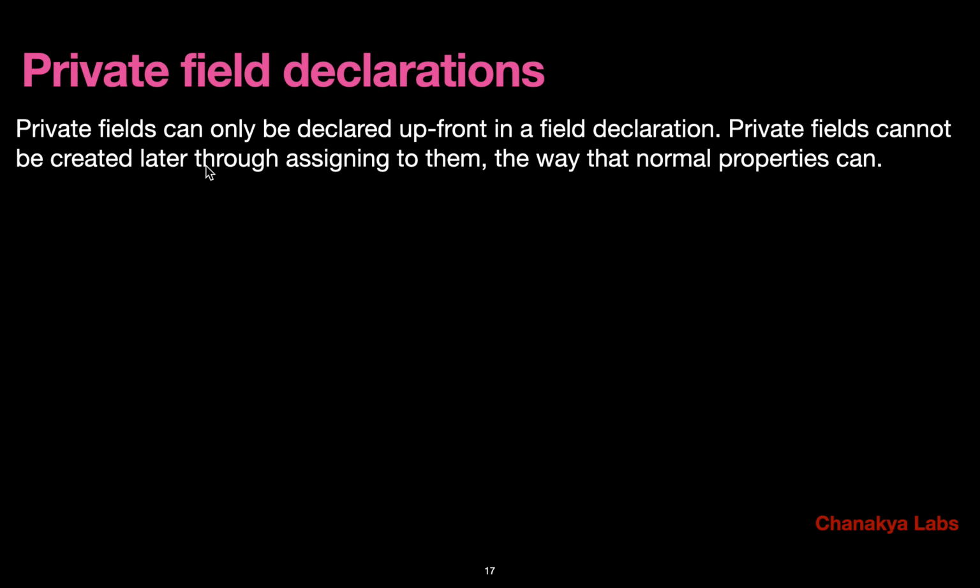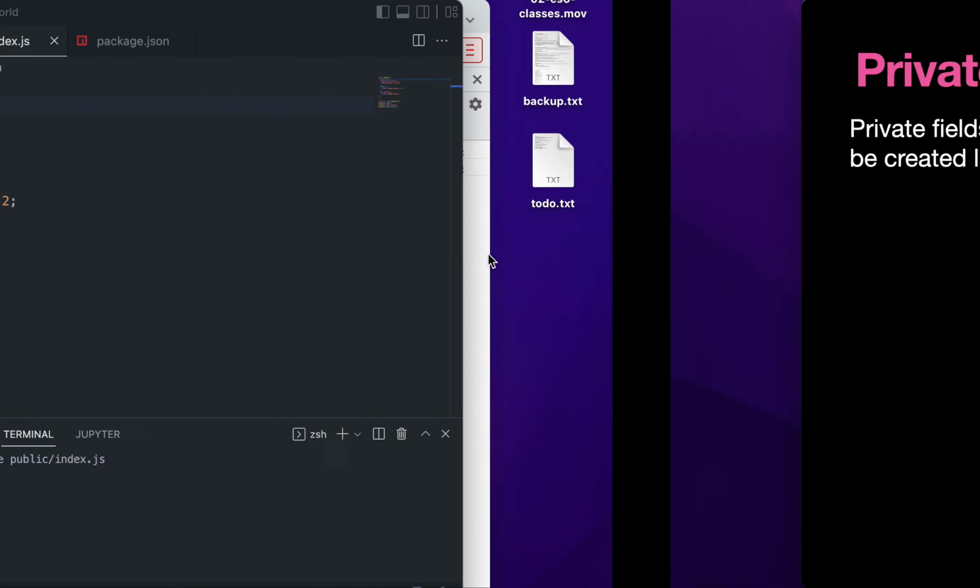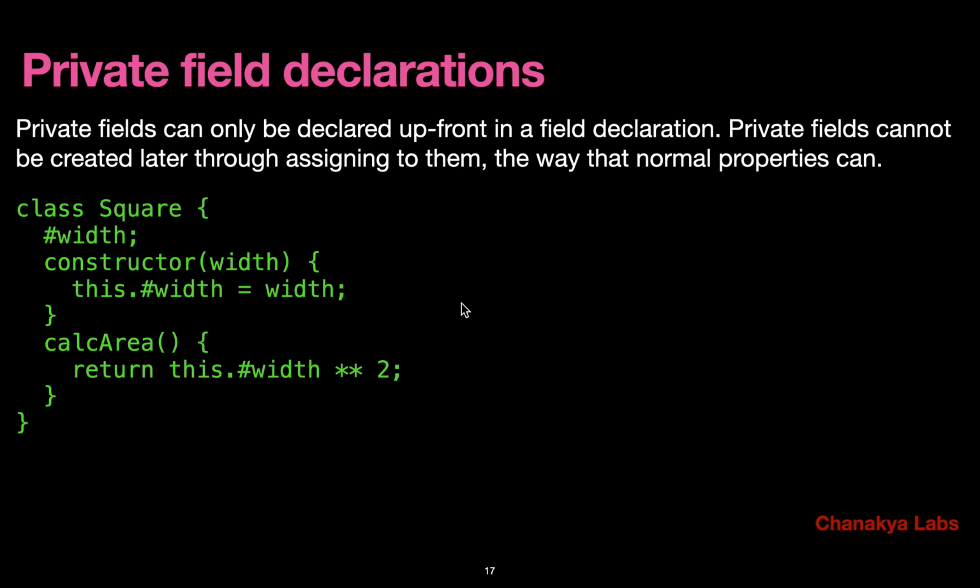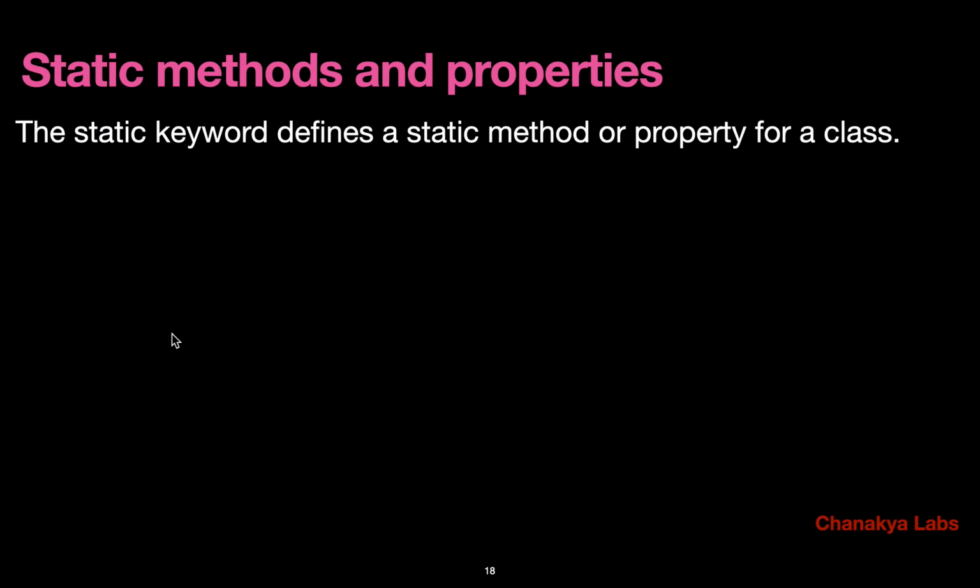Private fields cannot be created later through assigning to them, the way normal properties can be, which we saw. So the same example, something like this is compulsory. If this is not there, then you will get an error.